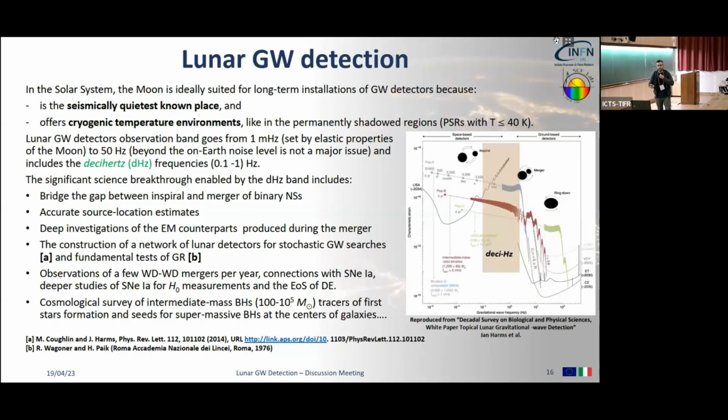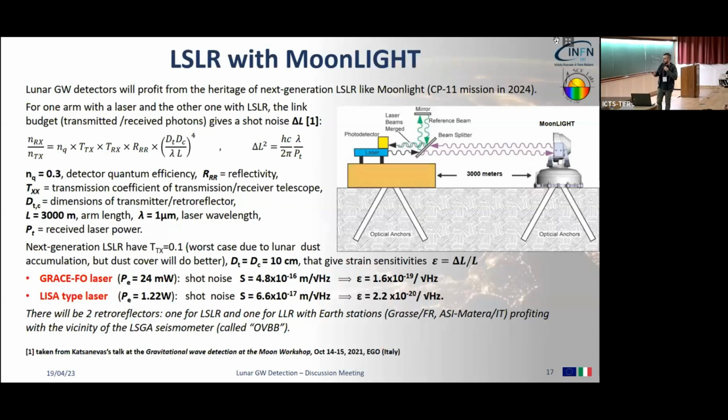Okay, this slide, I think I can skip because there were many persons, more experts than me. So I skip this slide, and I go directly to this concept: how we can employ next generation retroreflectors on the moon for gravitational wave detection. I took most of the content of this slide from our dear departed Stavros Katsanevas, from his talk in 2021 at IGO.